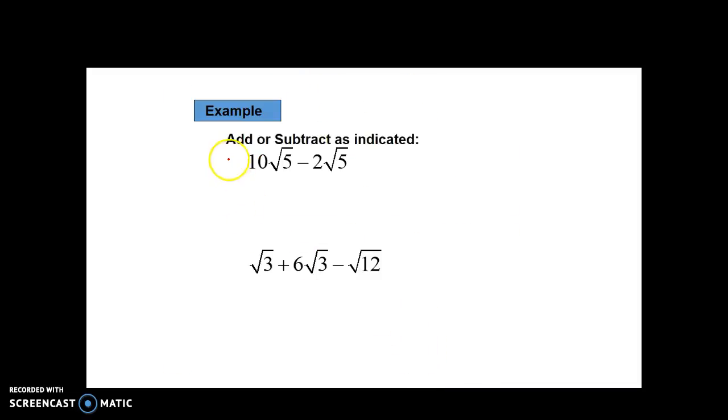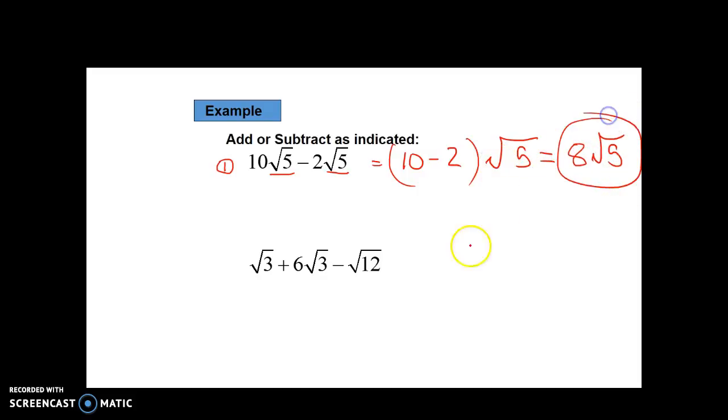Okay, a couple more problems here. I get you to pause the video, give them a try. Fair warning. All right, so now let's take a look at the first one. I'll call this number 1. We have the same root, root 5. So basically this is going to equal 10 minus 2. Right? We could think of that in brackets and bring along the root 5 if we want to. 10 minus 2 is 8, and there's our root 5.